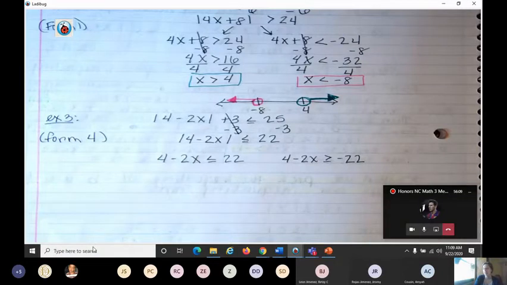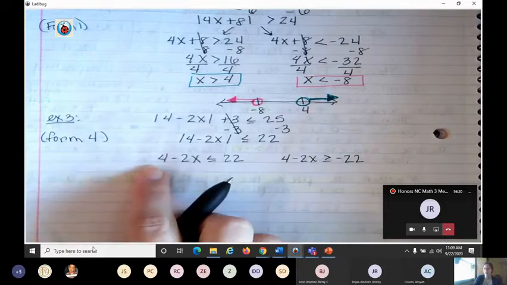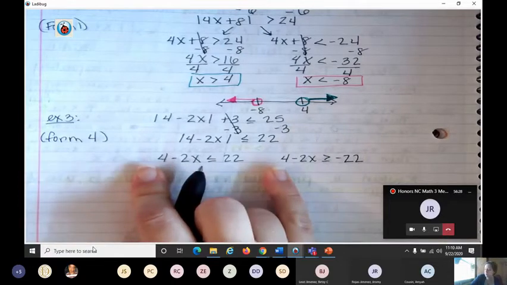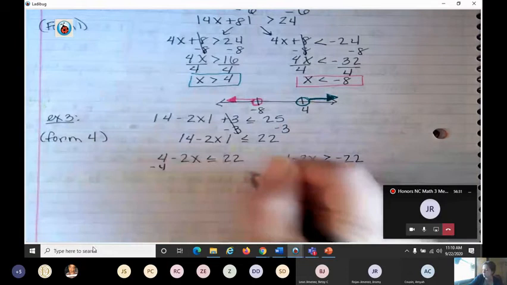The next step is to solve. I could try to divide by -2 right off the bat, and that would be fine because everything is even. But I think it's a little nicer just to get rid of my constants first. So since this 4 is positive in both of my inequalities, I'm going to subtract 4 from both sides. Ooh, my 4's look really bad. Sorry.